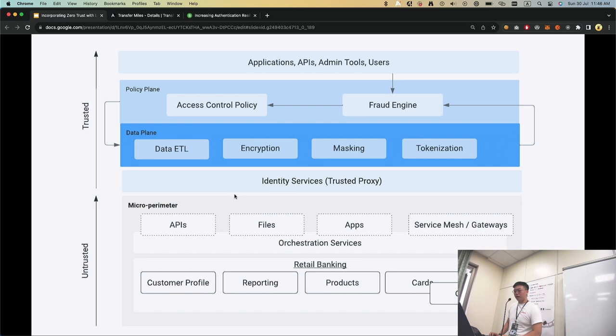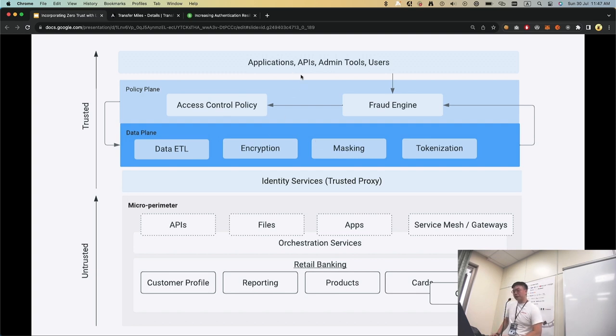That means before we are authorized to make those calls into the micro perimeter below. But above that, for the customer-facing applications right at the top, in between you have a policy and a data plane that actually works with the aggregated customer information, and you continuously verify their access. So when it comes to us performing the role of a trusted proxy, there are many areas in which we have to focus on.